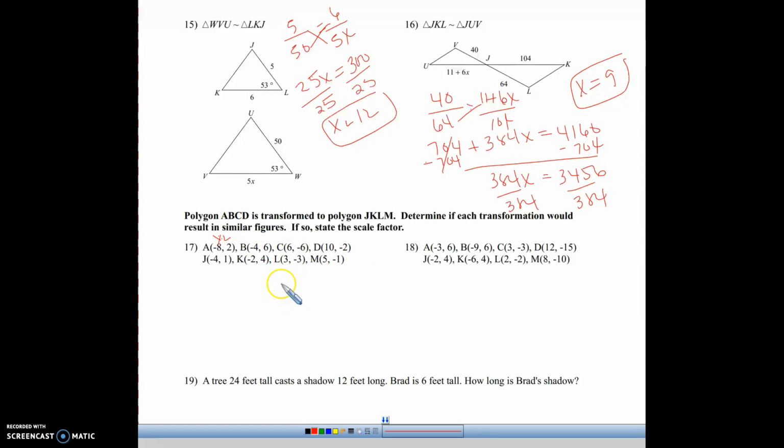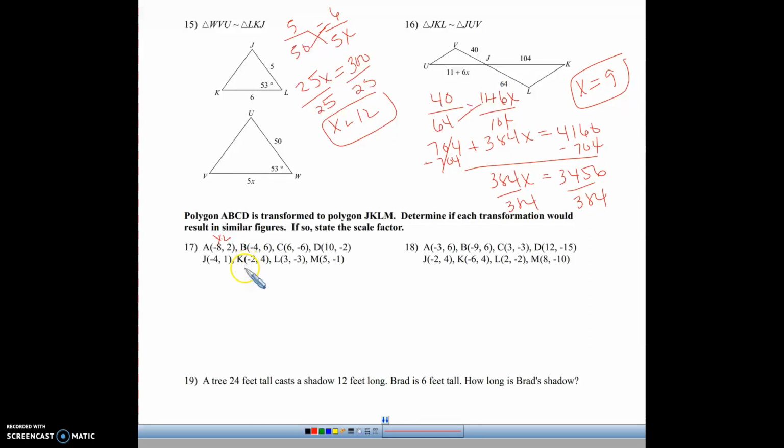So if you look here at B to K, because they are corresponding, -4 times 2 is not -2. Okay, so that does not work. Let me back up right there. I said the wrong thing. I meant to say that if you went from J to A, you multiply by 2.